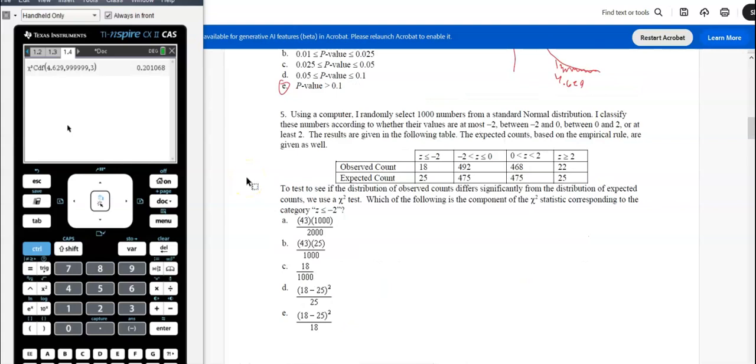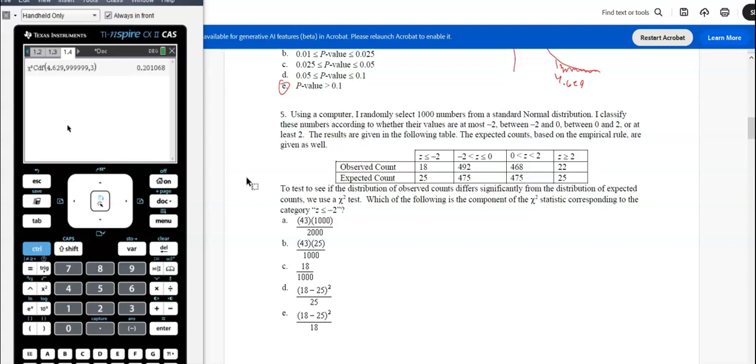Using a computer, I randomly select 1,000 numbers from a standard normal distribution. I classify these numbers according to whether the values are at most -2, between -2 and 0, between 0 and 2, and at least 2. The results are given in the table below. So I've classified them. The expected counts based on empirical rule are given as well.